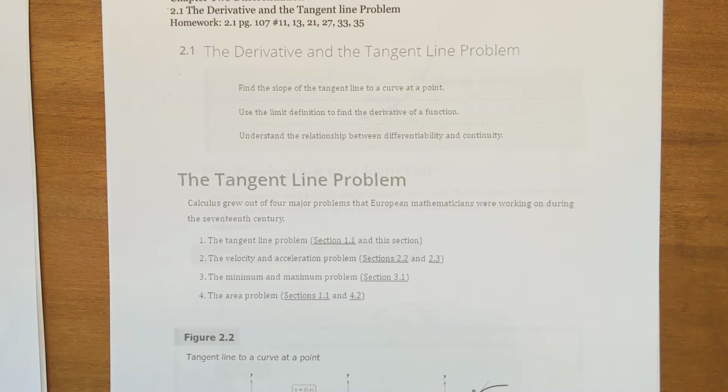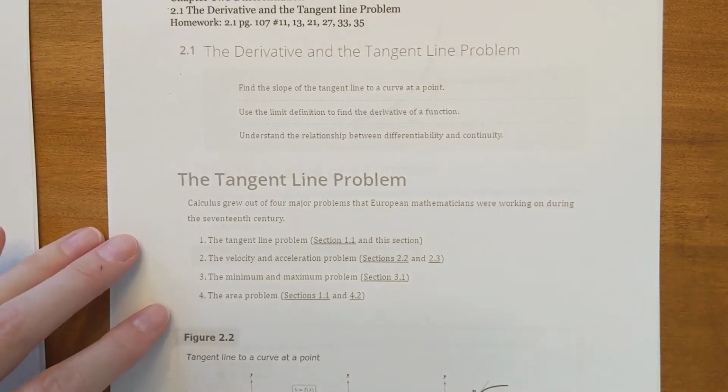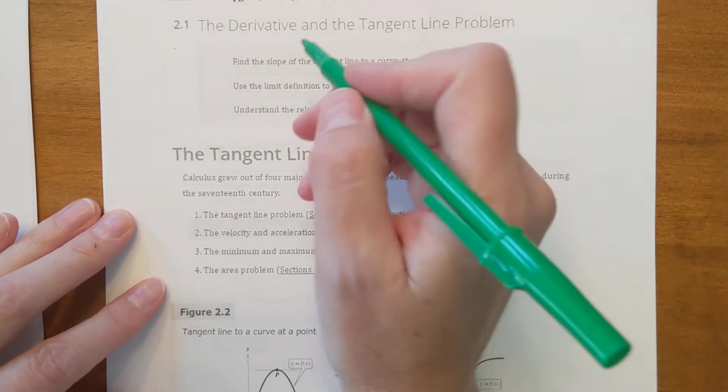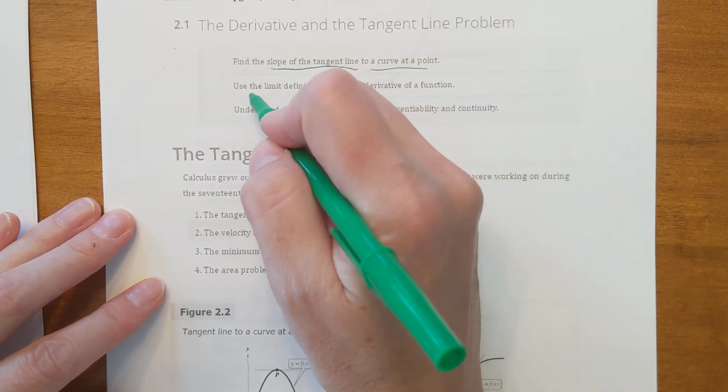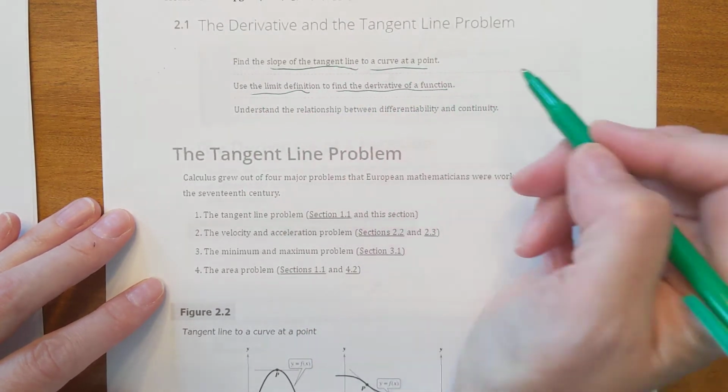We are on Chapter 2 of Calculus. This chapter is all about differentiation. We're on the first section of it, the derivative and the tangent line. In this chapter and in this section in particular, I'm going to talk about the slope of the tangent line to a point on the curve, and I'm going to use the limit definition to find the derivative of the function.